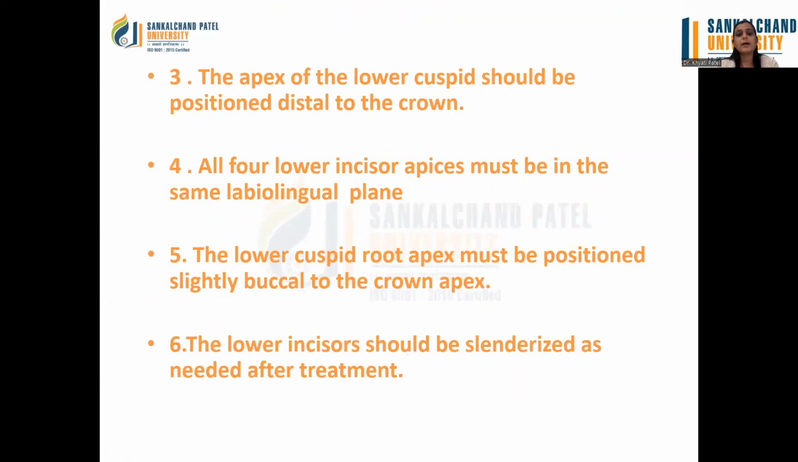The third key: the apex of the lower cuspid should be positioned distal to the crown. All four incisors must be in the same labiolingual plane. The lower cuspid root must not be positioned slightly buccal to the crown apex. The lower incisors should be slenderized as needed after treatment to prevent the black triangle. So all four incisor apices must be in the same labiolingual plane.